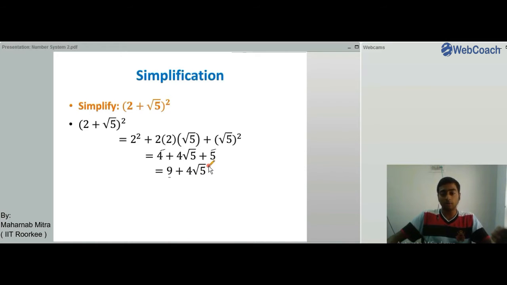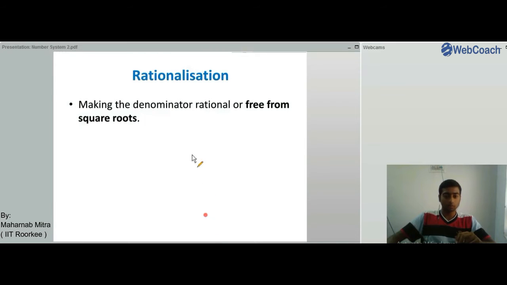So we know that this can't be further simplified, and we must keep the answer as we have got in this step. So our final answer is 9 plus 4 square root 5.